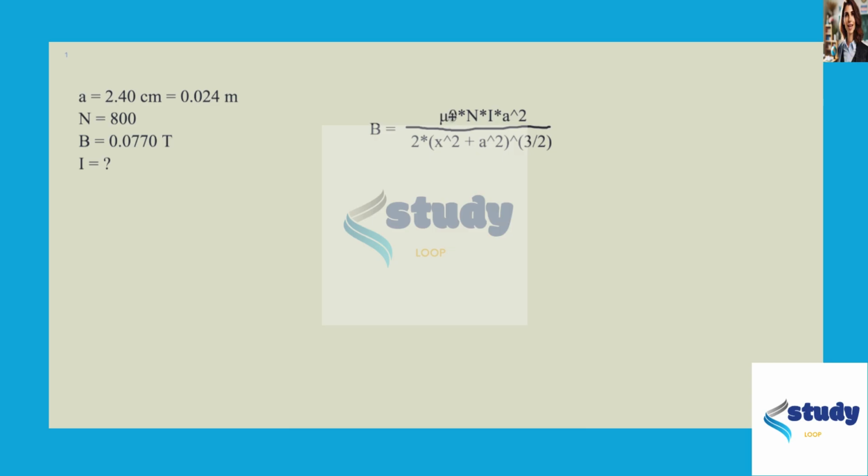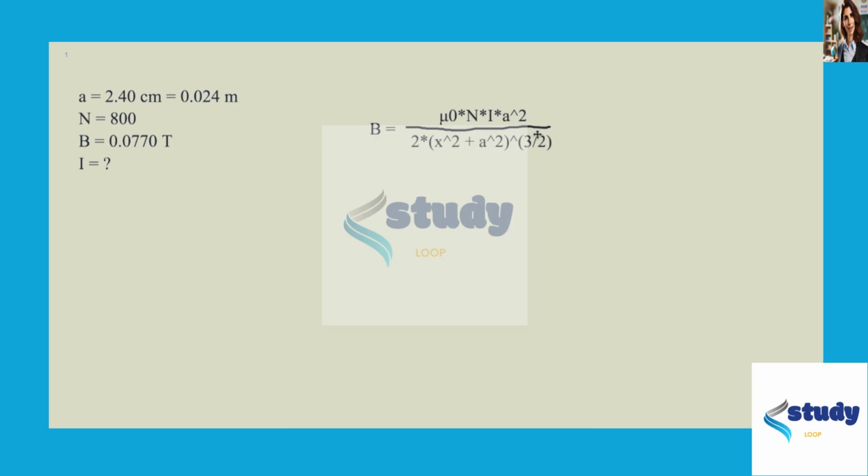So we have on the top mu naught times N, the number of turns, times the current, and A is the radius here. And I've listed the quantities that we have over here and converted them to SI units. I've converted the 2.4 centimeters to meters, so we have that readily available to us. And then that's divided by 2 times x, where x is the distance from the center along the axis of the coil, and A again is the radius, and that's raised to the power of 3/2.